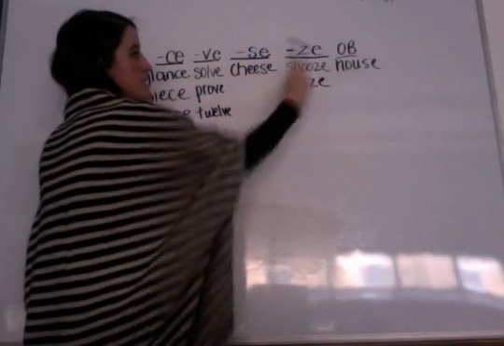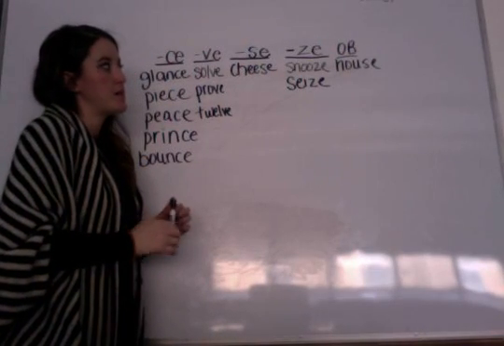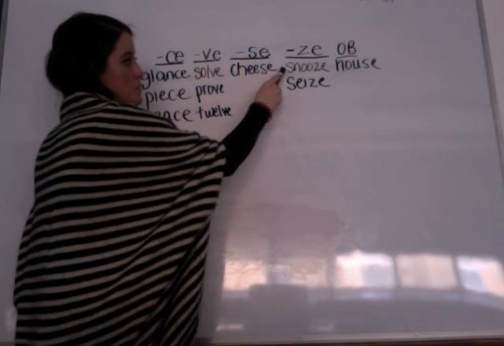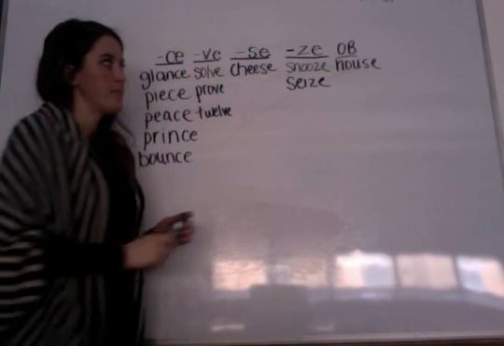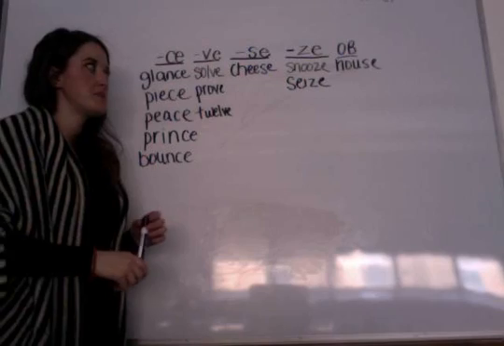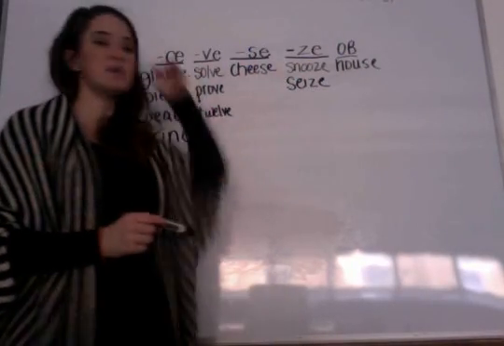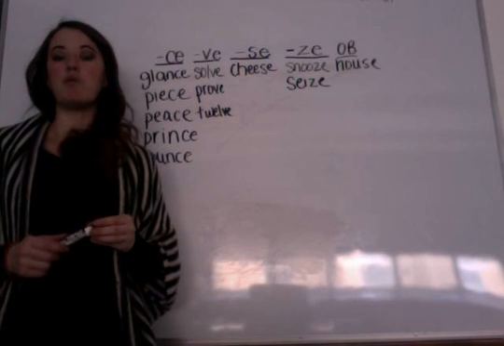We have the Z-E spelling at the end of our words in this column, and it says Z. Snooze, seize. And then our oddball word for this week is the word house. It has the S-E spelling, but it doesn't make the Z sound like we've been learning.